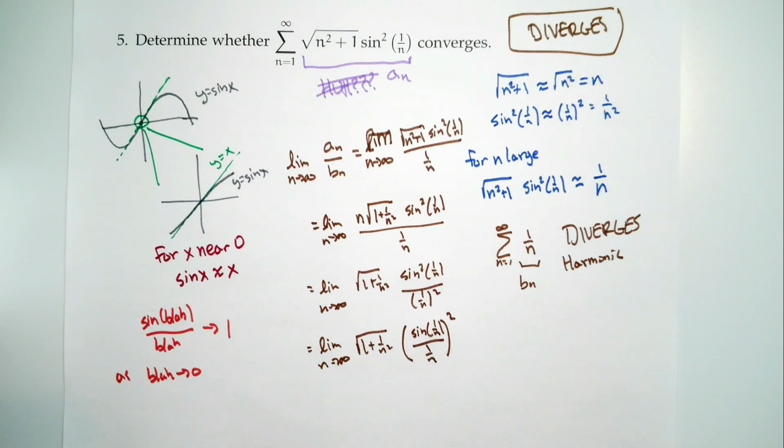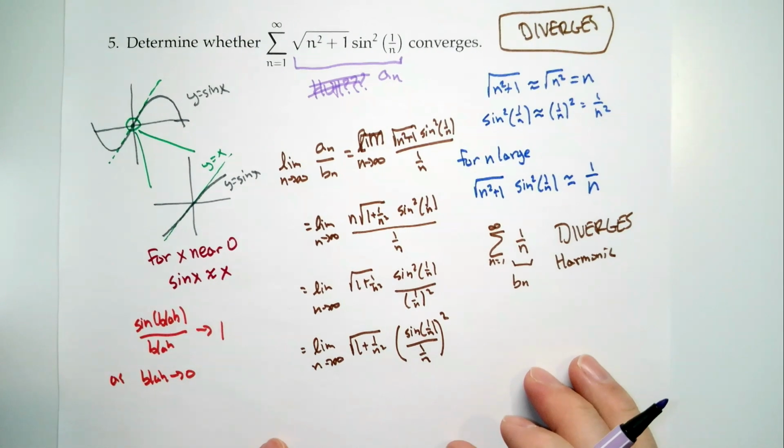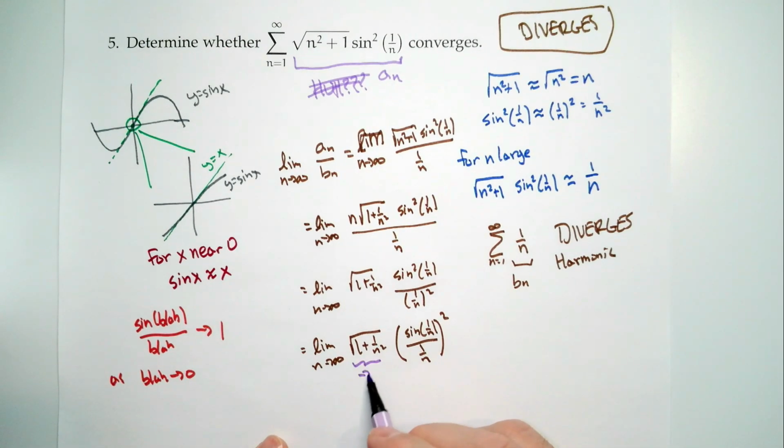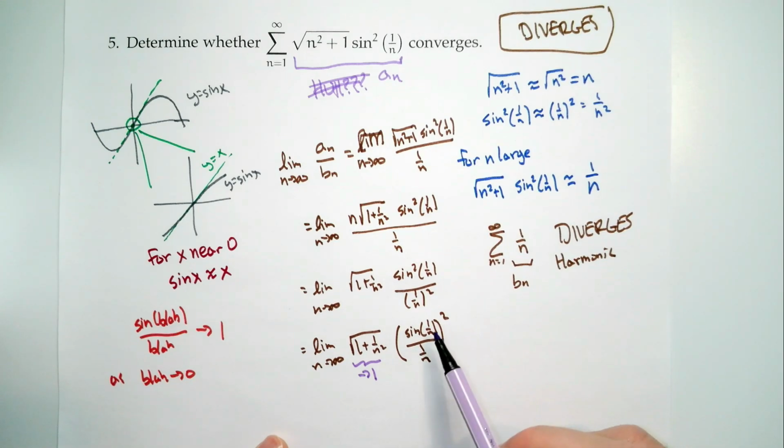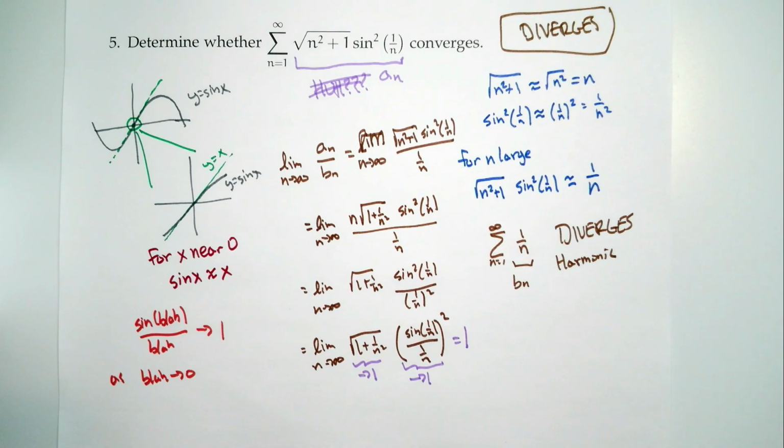Now, take the limit. The first term here does what? Square root of 1 plus 1 over n squared? It goes to 1. Second term, it's the sine of blah over blah, right? 1 over n goes to 0. So this term goes to 1. And then you square it. So our limit is 1. Done. Good. Well, not quite. We need to write a few more things.